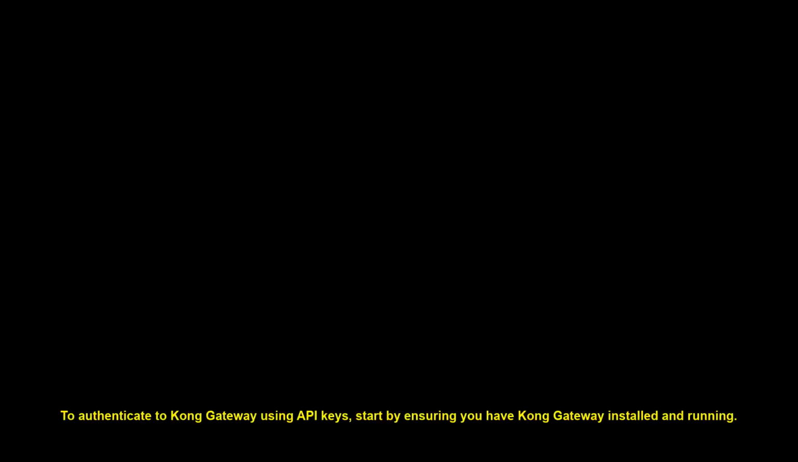To authenticate to Kong Gateway using API keys, start by ensuring you have Kong Gateway installed and running. Access the Kong Admin API using your preferred tool, such as curl or Postman. Create a new service in Kong for your application. This can be done by sending a POST request to the /services endpoint. In the body of the request, include the service name and the URL of your backend service. Once the service is created, note the service ID for later use.